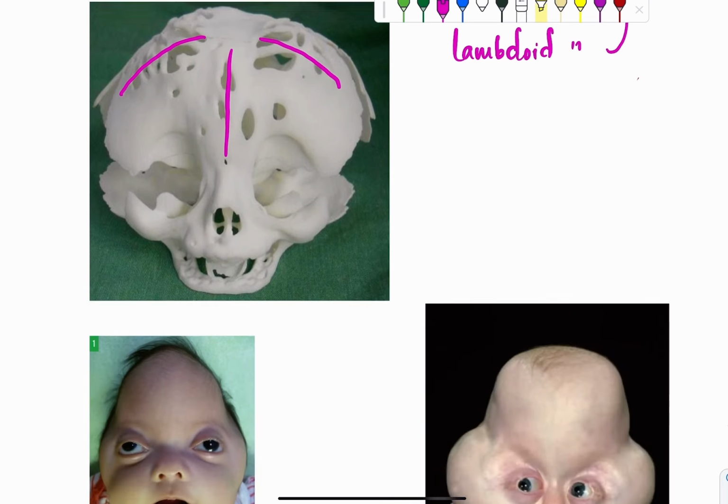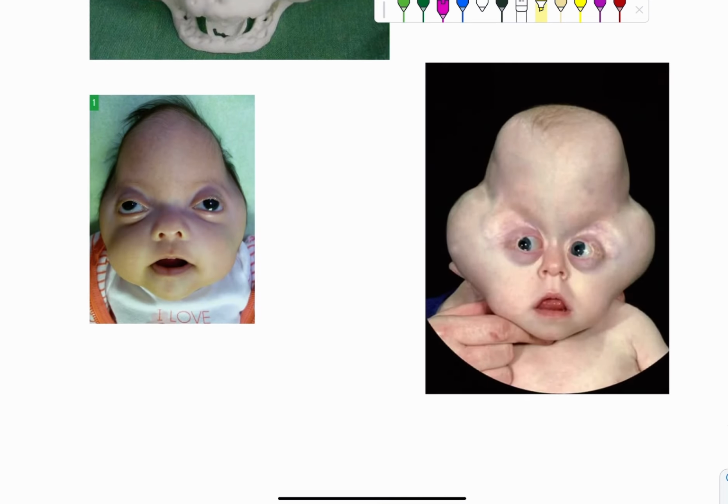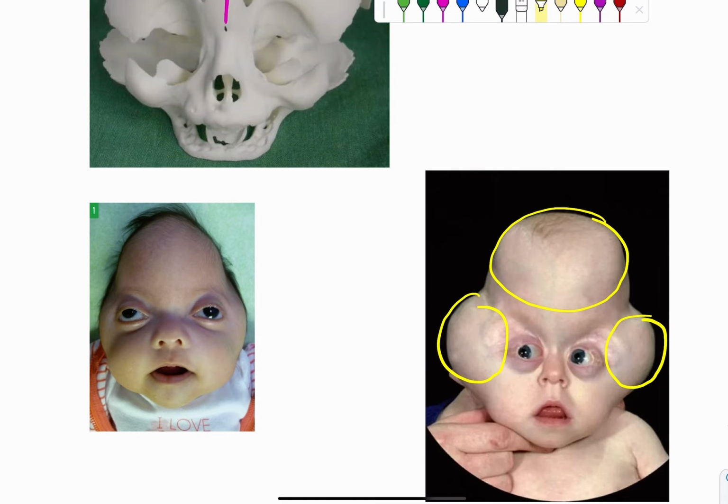Now if you look at the real image, this is how the real image looks. Now in the real image also, can you see that the skull is divided into 3 lobes? See, this is lobe number 1, lobe number 2 and lobe number 3, right? So can I call this a trilobar skull? Right, so this kind of skull is called a trilobar skull.